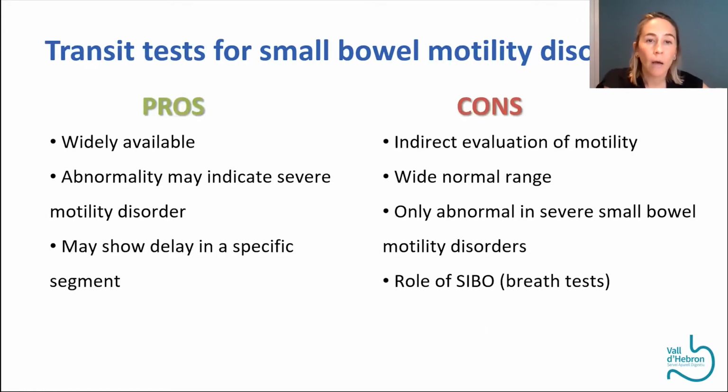So are transit tests helpful to diagnose small bowel motility disorders? Well, these tests do have some advantages. They are widely available, and when they are abnormal, they may indicate a very severe motility disorder, and they may also show delay in a specific segment when we have morphology together with the transit test. Against these tests, there are some disadvantages. They are indirect tests. Normal range is very wide, and therefore they are only abnormal in severe cases, and we have the role of small intestinal bowel overgrowth, bacterial overgrowth, which we will mention in the next slide.